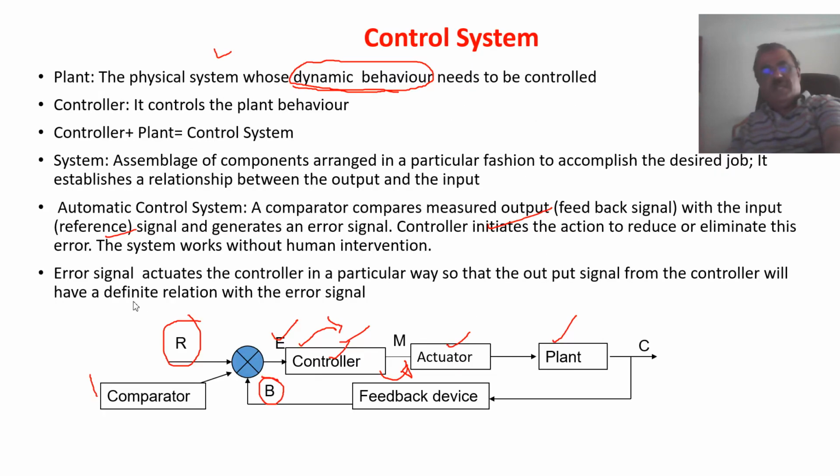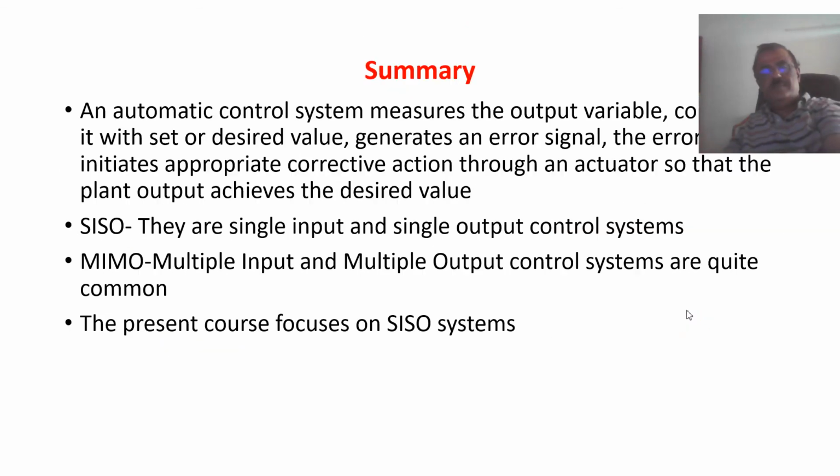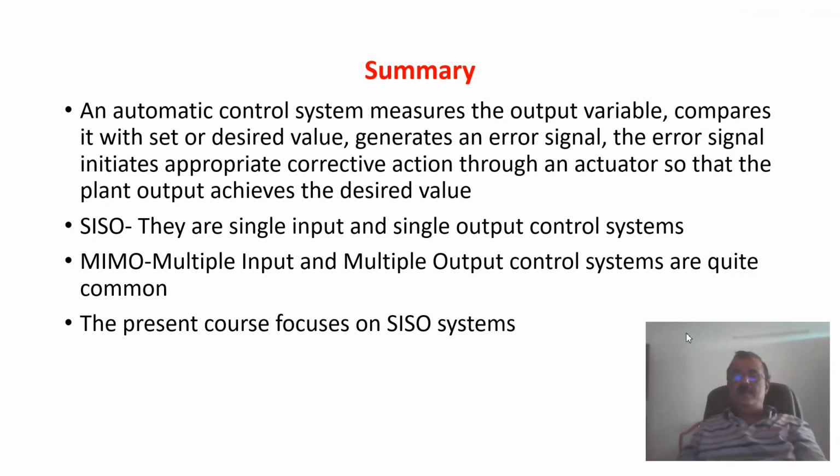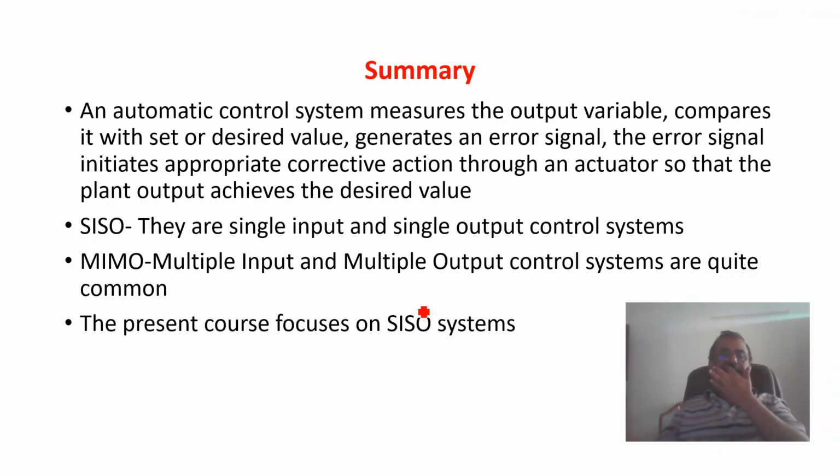These are the terminologies that we use with control systems. This gives you an idea of what exactly a control system is, and the course deals with how to design and improve system behavior, and how to design and develop controllers, feedback devices, and actuators so that you get the desired output. Summary: an automatic control system measures the output variable, compares it with the set or desired value, and generates an error signal. The error signal initiates appropriate corrective action through an actuator so that the plant output achieves the desired value.